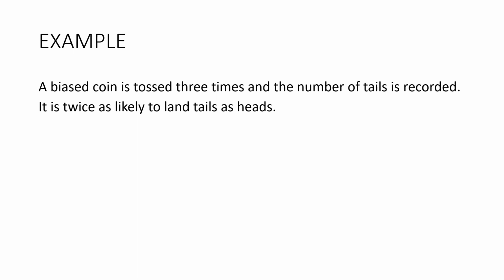Let's look at an example. A biased coin is tossed 3 times and the number of tails is recorded. It is twice as likely to land tails as heads. So let's look at the sample space. If it's twice as likely to land tails, that means we've got 2 tails for every heads, which means the probability of success is going to be 2/3 and the probability of failure is going to be 1/3.